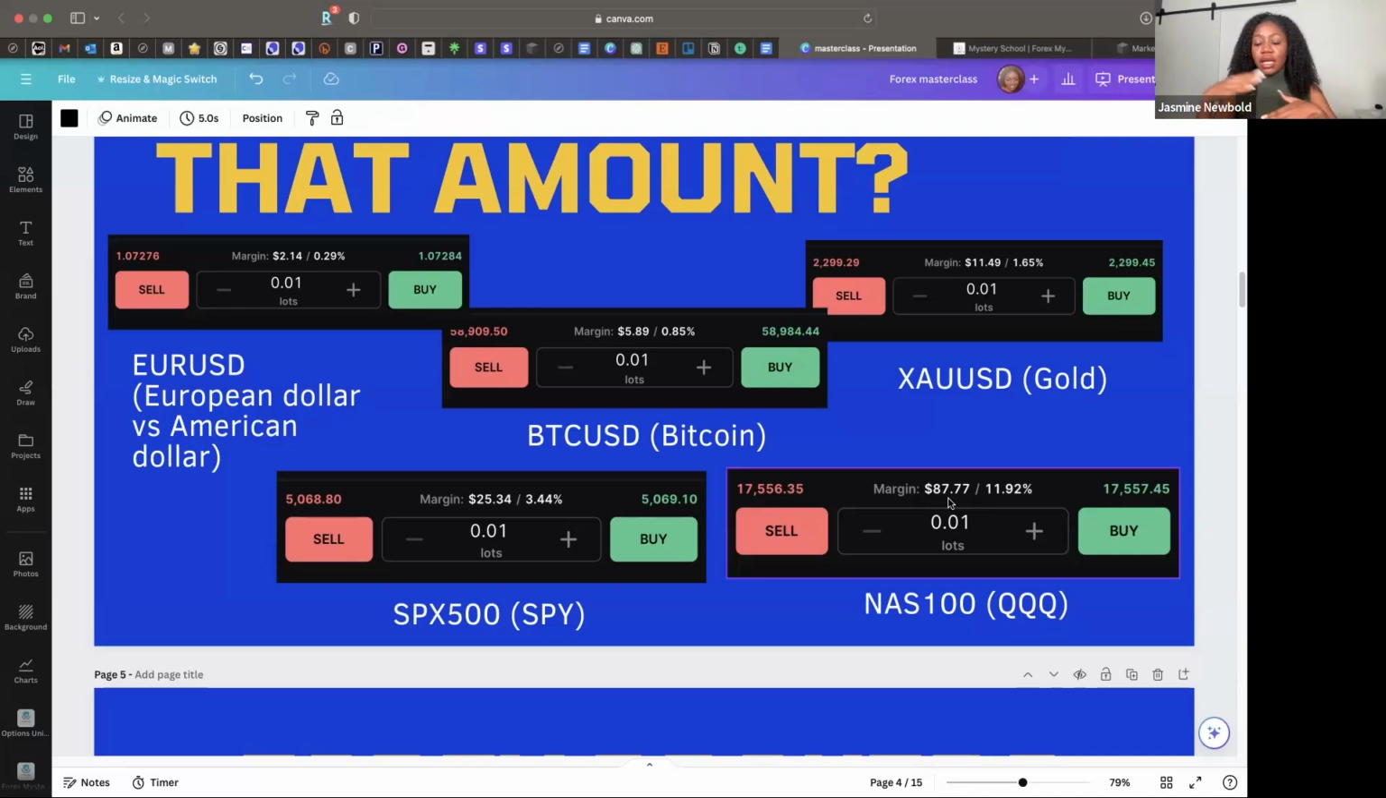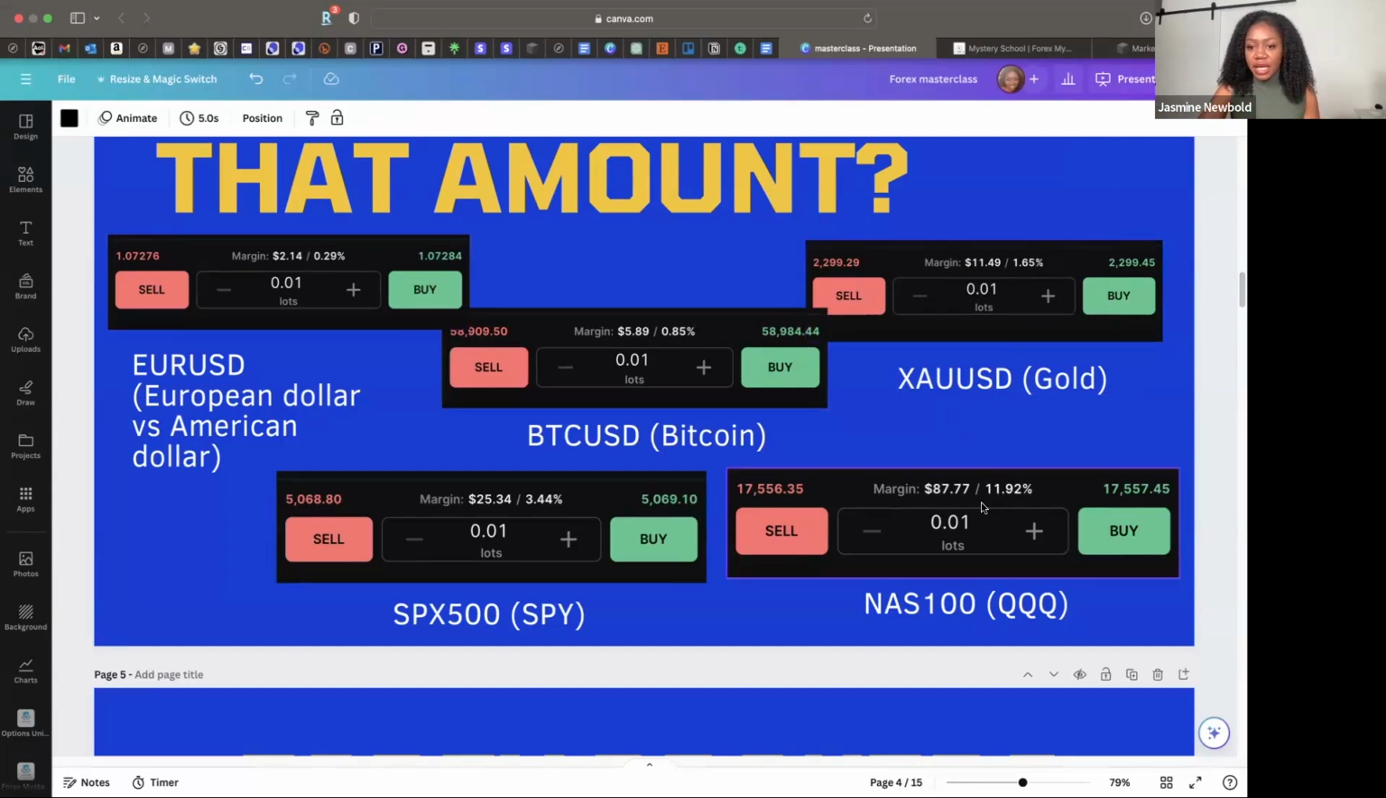But if you let something go against you for too long, don't use a stop loss, don't use proper risk management, don't know what you're doing, then you can get wiped. Your whole account can get wiped out if you don't know how to trade properly and use the right risk. So that's why these percentages are really important as well.